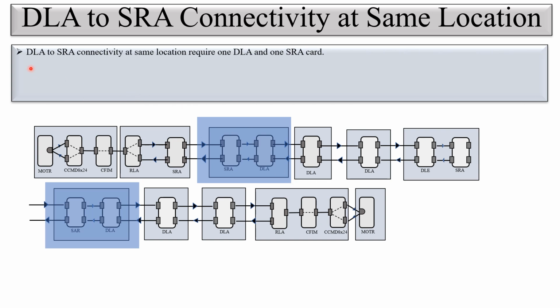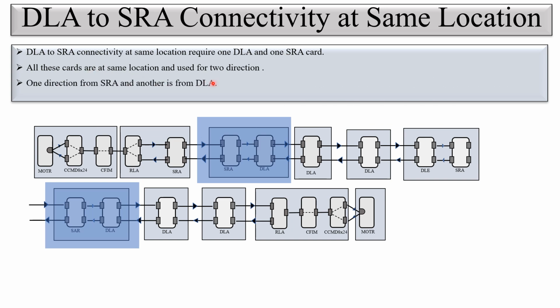So DLA to SRA connectivity at the same location requires one DLA card and one SRA card. All these cards are at the same location and used for two directions. You can see here SRA serving one direction and DLA serving another direction. So one direction is from SRA and another direction is from DLA.